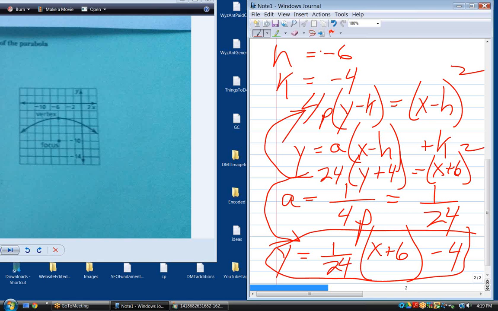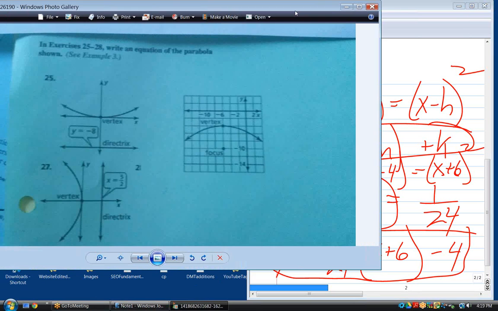So you can see why somebody changed the format to this 4p thing. It actually makes it easier when you know the focus length or the directrix length or things like that. At least I think it does. I don't know, I have my doubts. I almost prefer going with the original format and just knowing that A equals 1 over 4p. All right, let's look at 27.